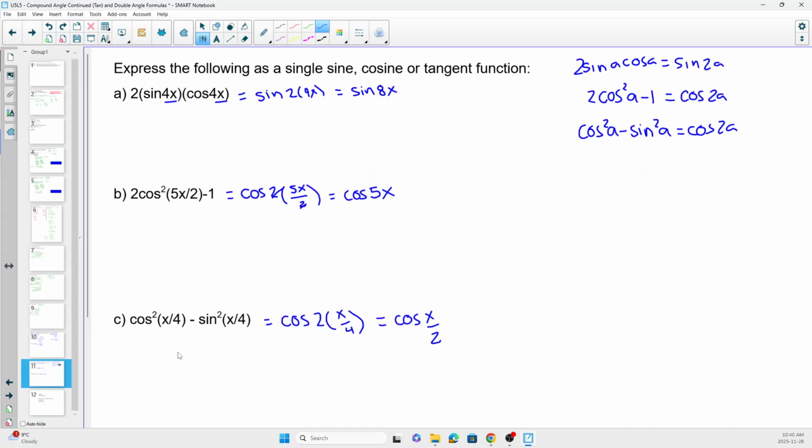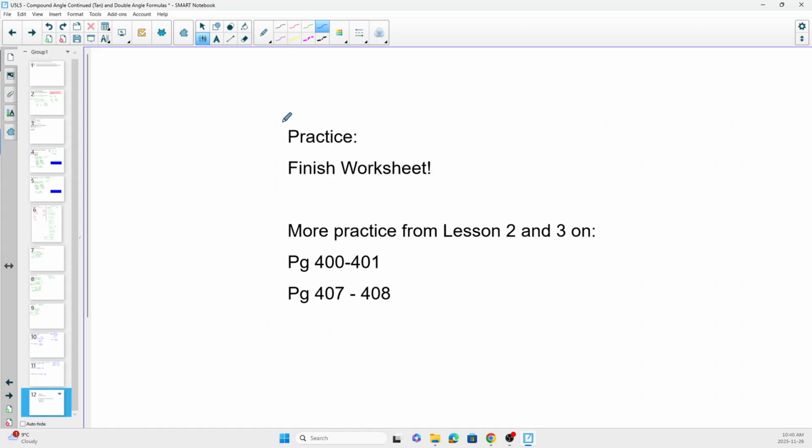All right, that is it for this lesson. For practice, finish that worksheet. I had you get started on the top half yesterday. We've now learned everything to complete the entire worksheet, top and bottom, sine, cos, and tan. And then there is more practice from lesson 2 and 3. I didn't give specific question numbers here because you could just pick and choose. This is really about fluency and competence. If you like the double angles, but really need to work on the compound angle formulas or vice versa, you can pick and choose anything that you need off of page 400 to 401 or 407 to 408. That is all.